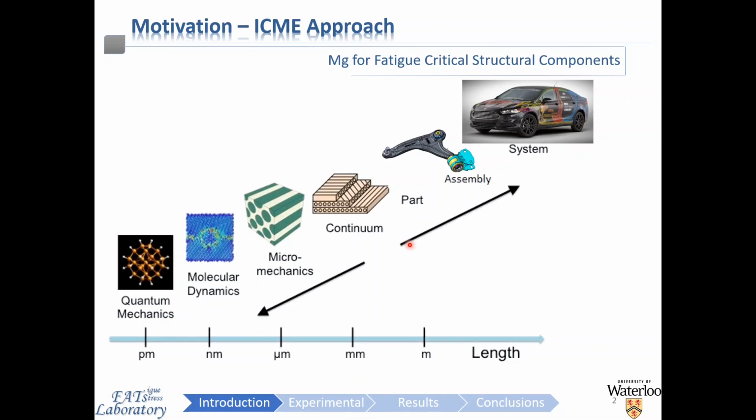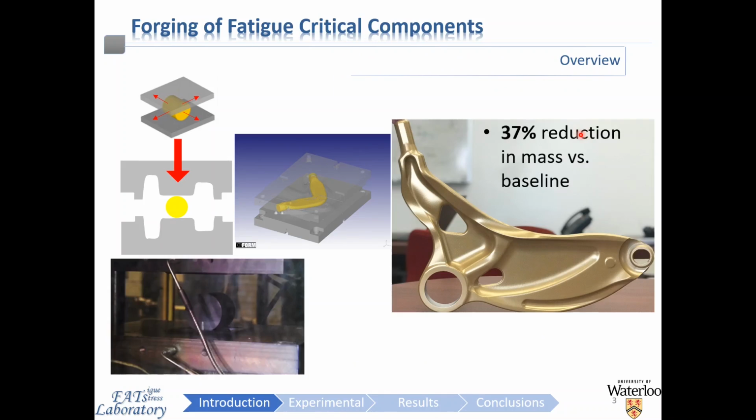You will see results from this talk spanning the full range of length scales illustrated in this diagram, but in general I'll focus on the micromechanics of the research and then gradually zoom out towards the system level to see how the process structure property performance relationship interacts with the knowledge development at each of these length scales.